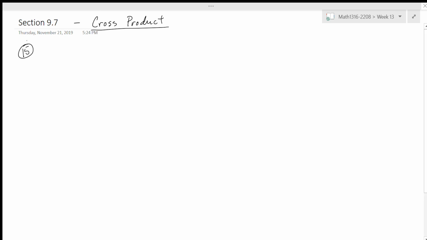So we're going to start with number 15. And we've got vector v, 2i minus 3j plus k. And we've got vector w, 3i minus 2j minus k. Okay. And then what they asked me to find with these two vectors, it says find the cross product v cross w.